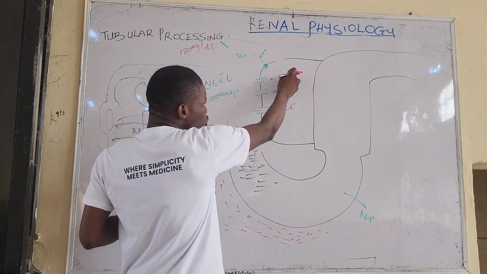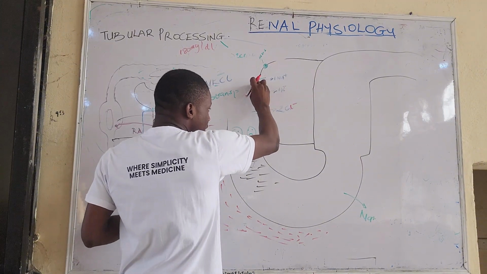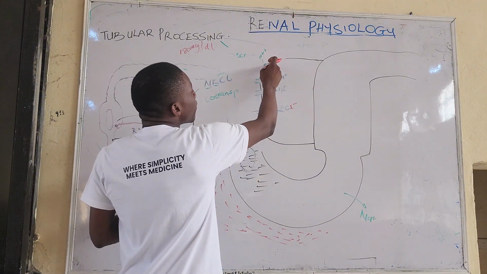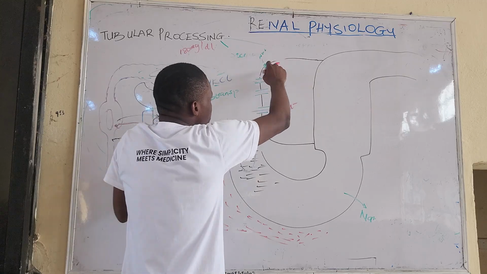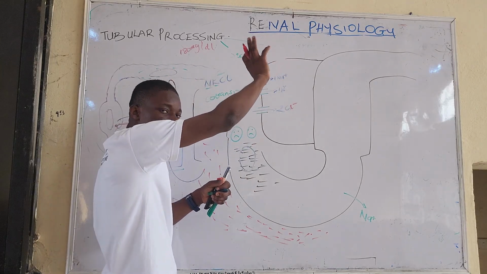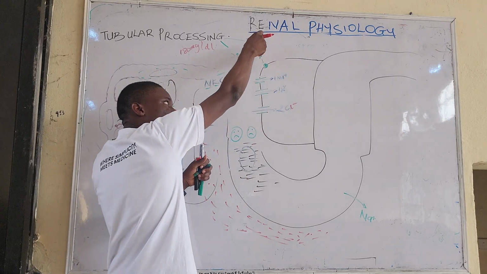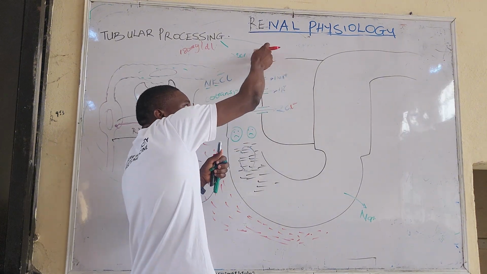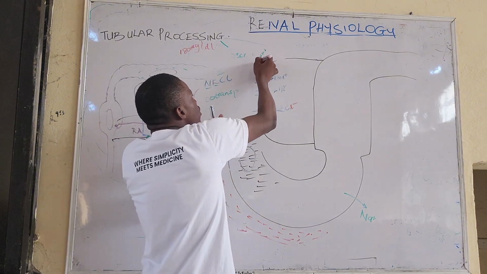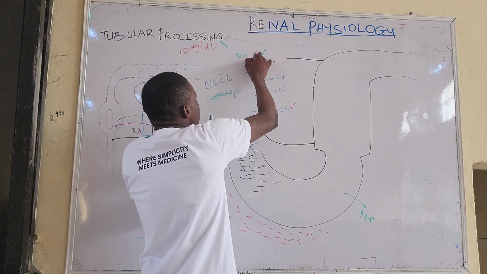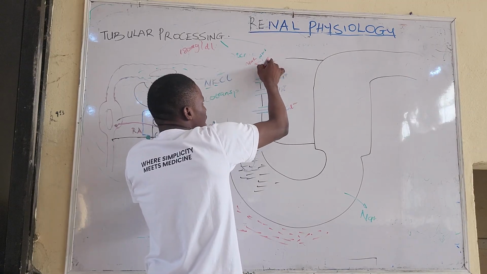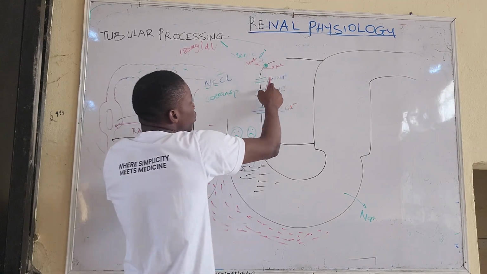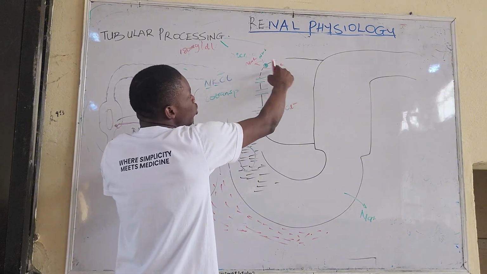Now, this sodium that enters will leave based on this sodium potassium ATPase pump. This green is the what? Follow me first. This green is the sodium potassium ATPase pump. This sodium that entered will leave because of this pump. Now this pump is pumping what? Sodium outside. It is pumping potassium inside. So this sodium that entered, it will leave through what?